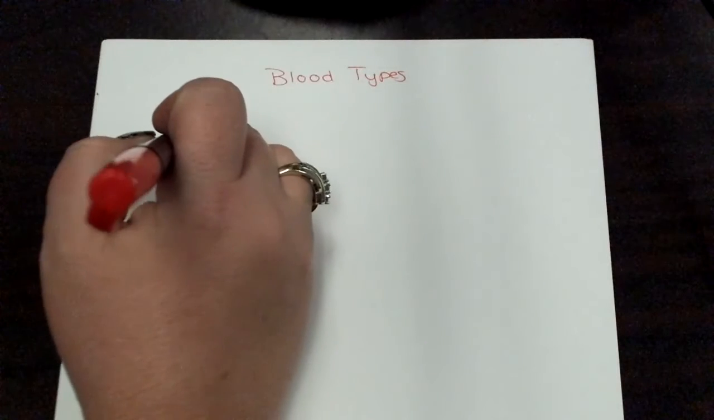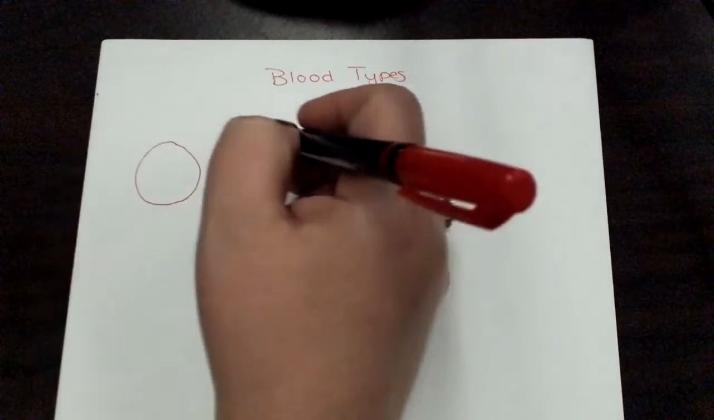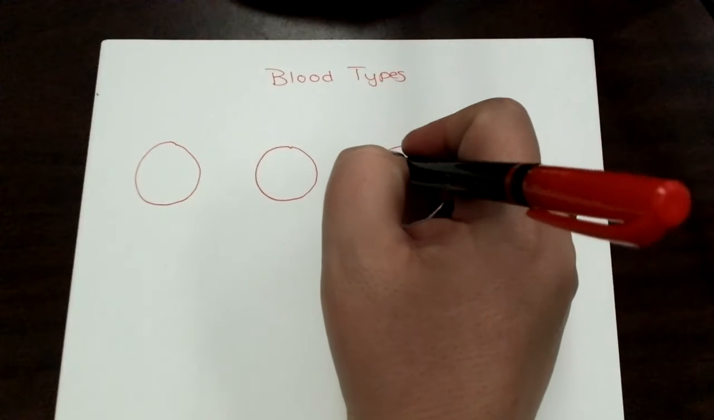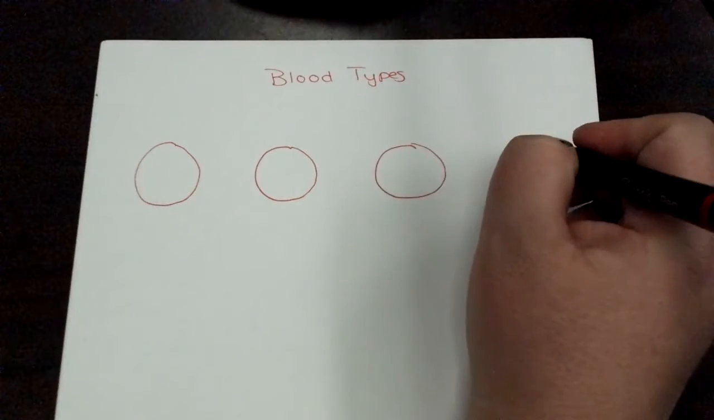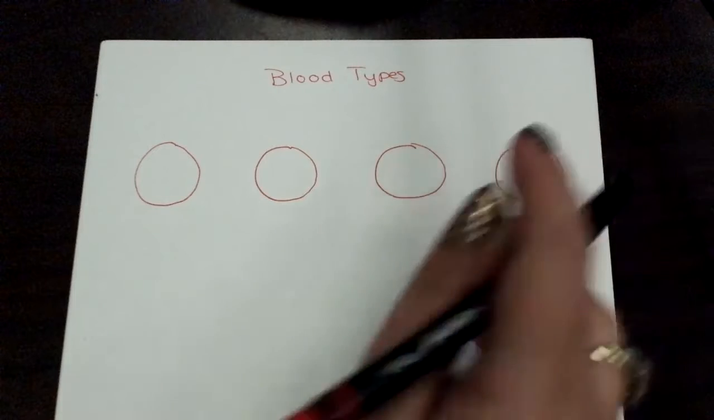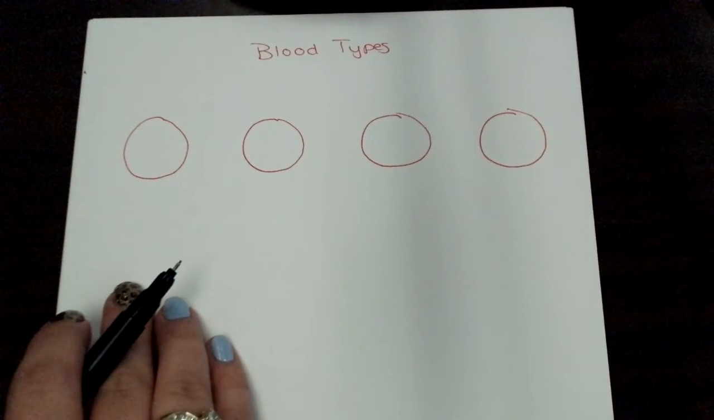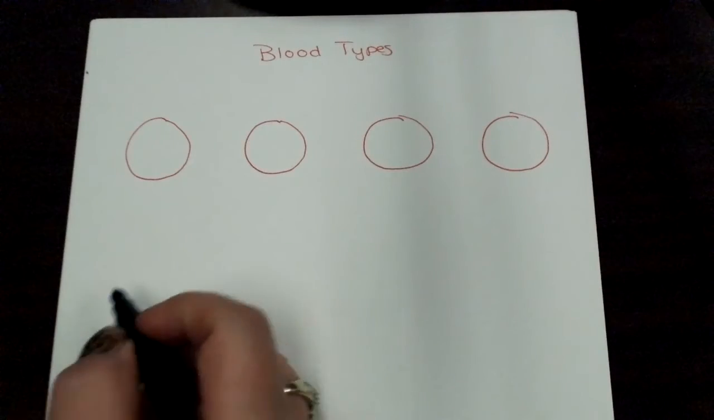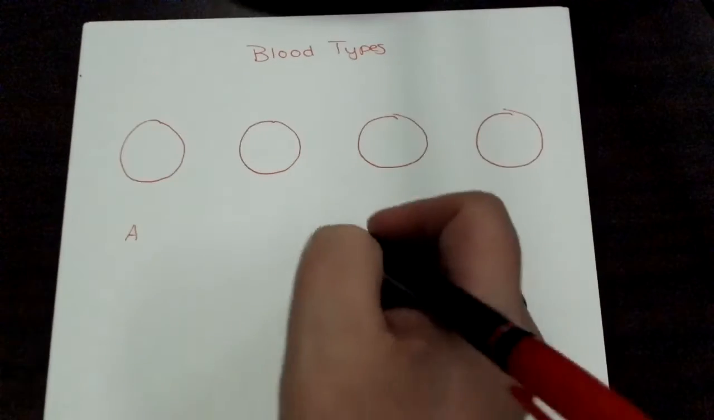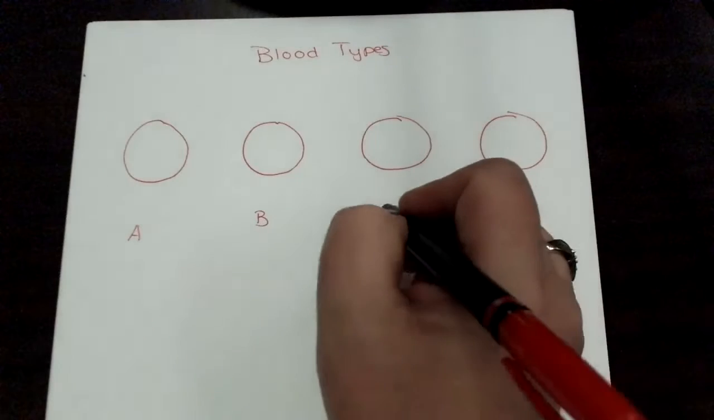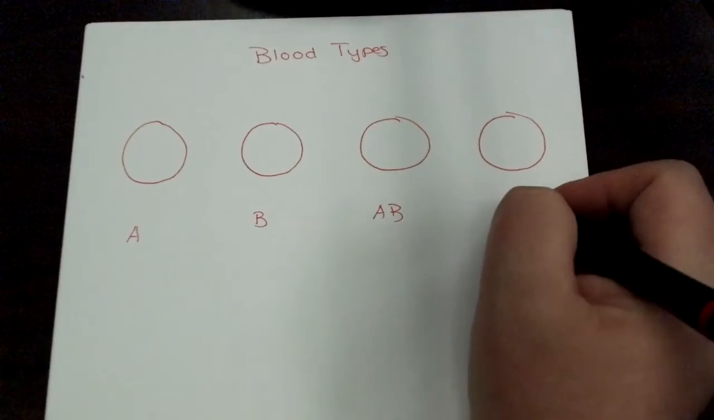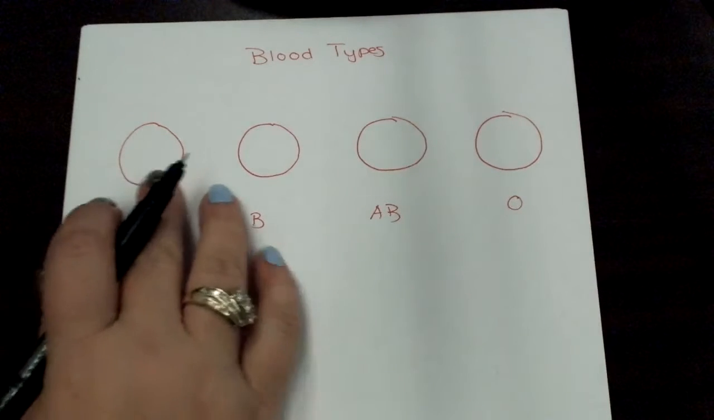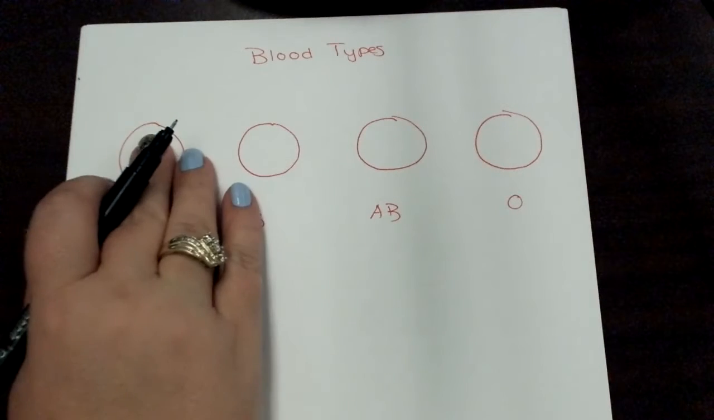So what I'm going to do is draw 4 circles. And these 4 circles are going to represent blood cells for each type of blood. So over here, I'm going to put A. This is going to be B. Then I've got AB. And then I've got O. Okay. So let's just say that I'm looking at A-type blood.